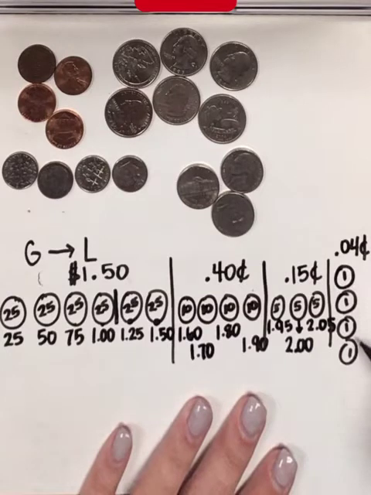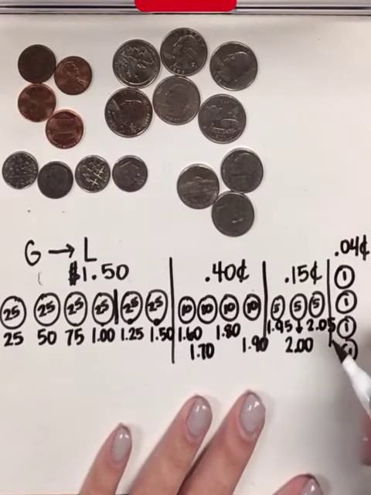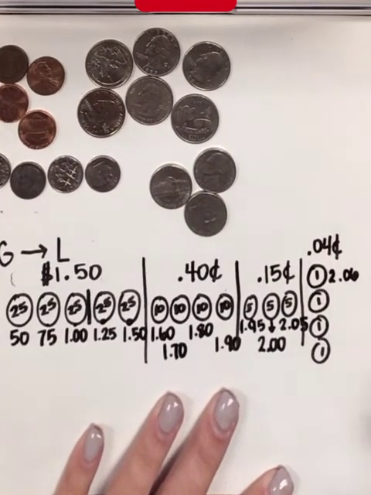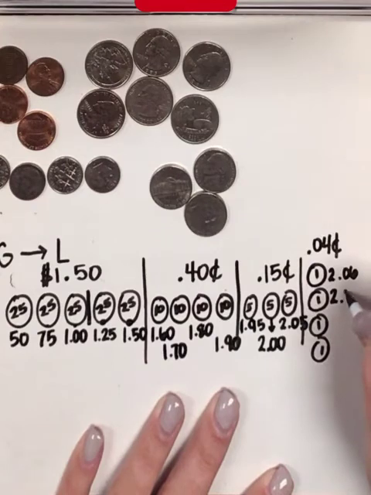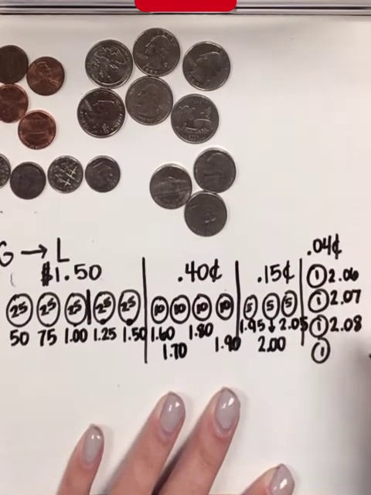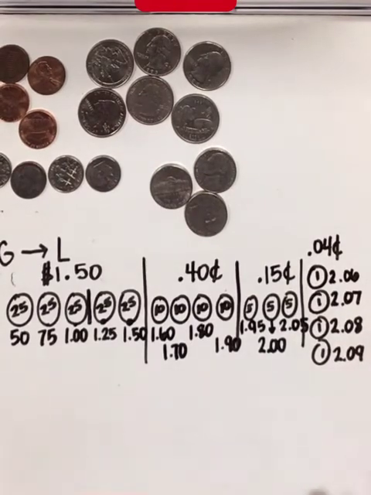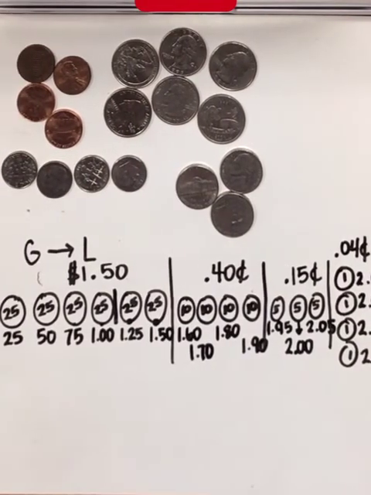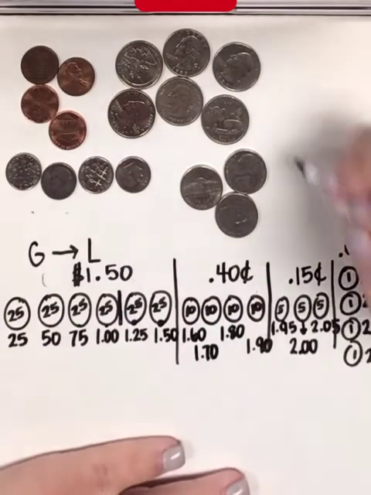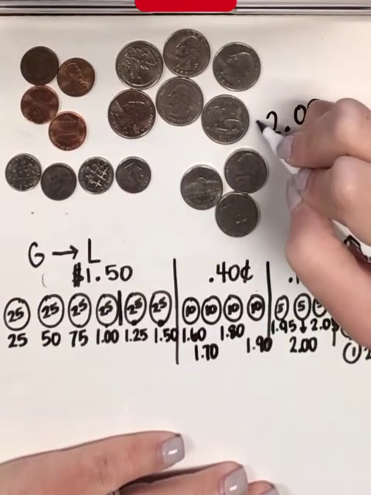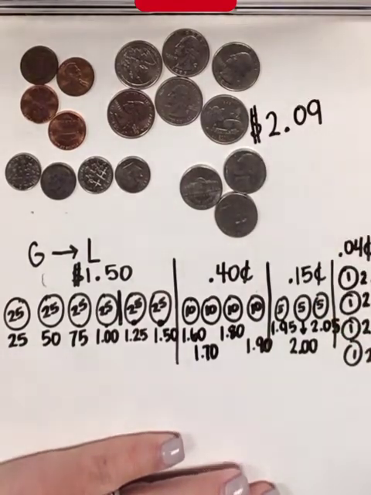Now we have 4 pennies we need to add. So if we have $2.05 plus 1 more, we have $2.06. Then we'd have $2.07, $2.08, and $2.09. So with this whole collection of money up here, we have $2.09. So don't forget to add your dollar sign.